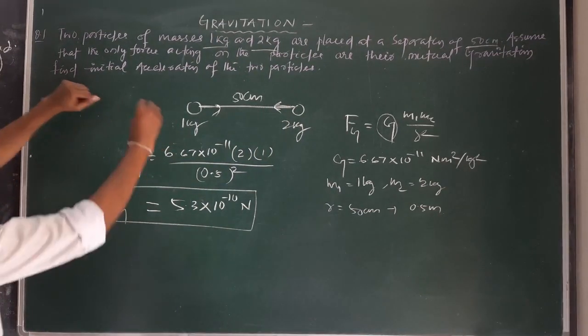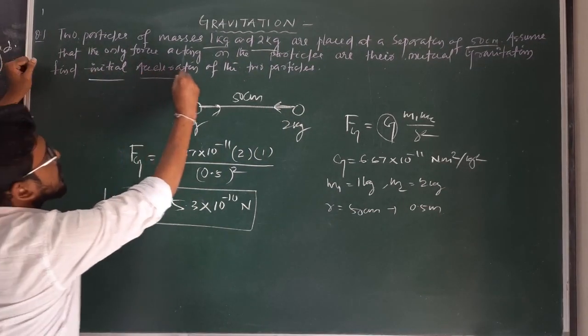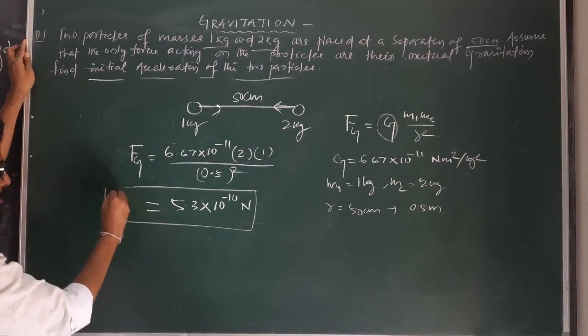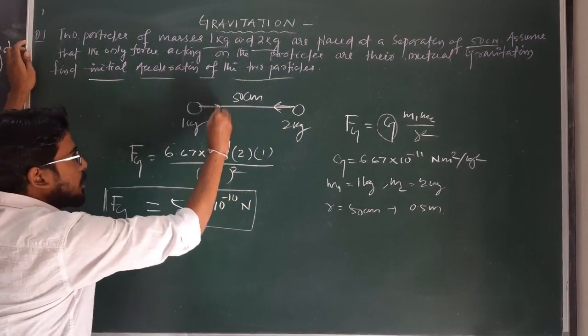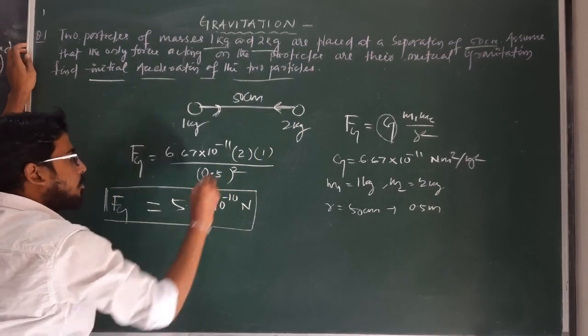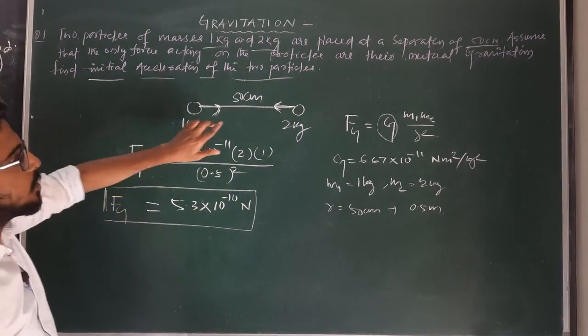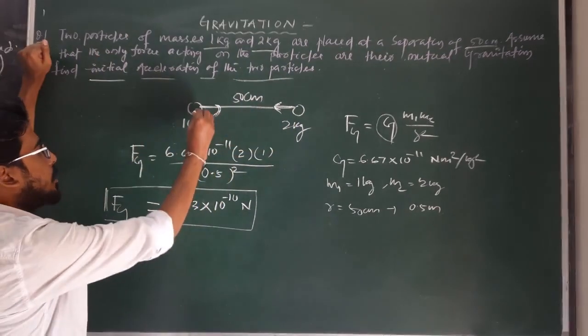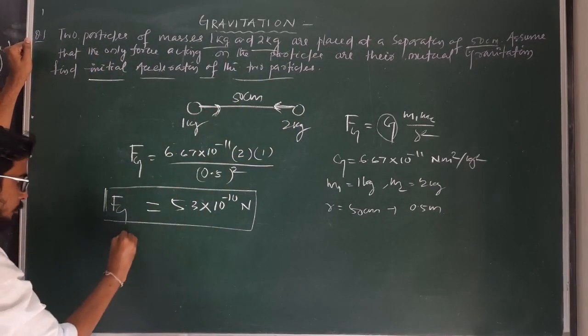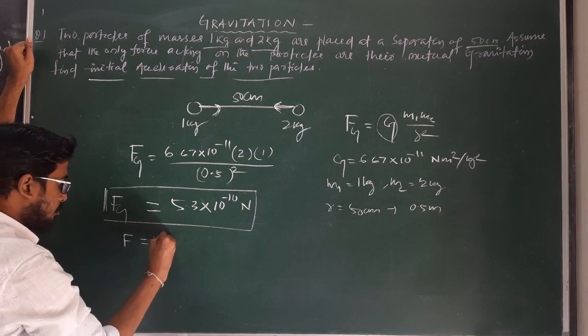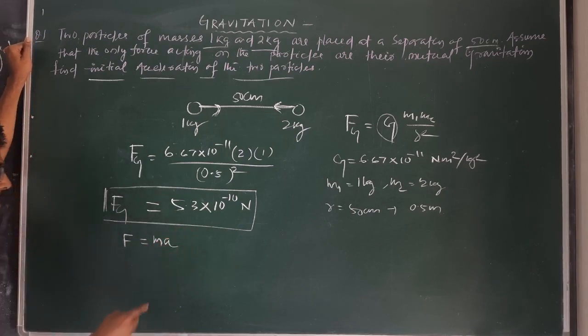Now we have to find the initial acceleration of the two particles. This is the force acting on this body by the other body, and the same amount of force acts on the second body by the first. So this is the only force acting on both the bodies, and we have to find the acceleration. We know force on any body can be written as the mass of that body into the acceleration generated on the body due to that force.